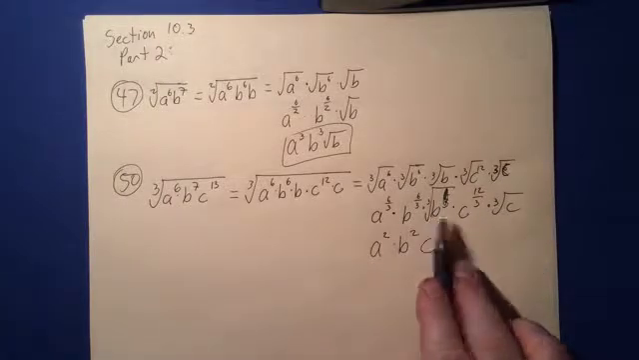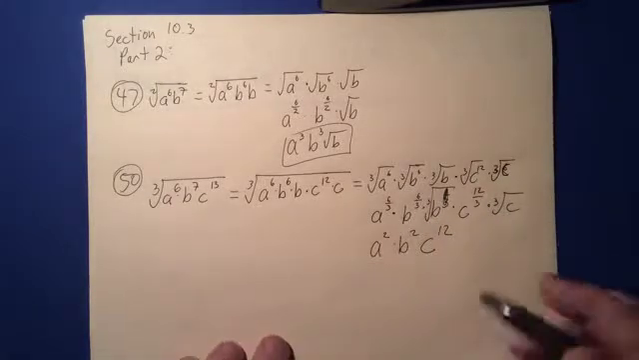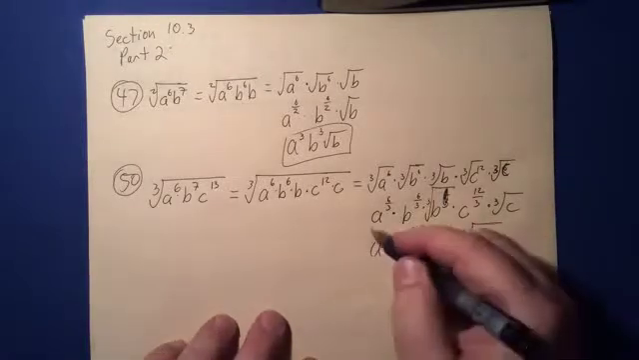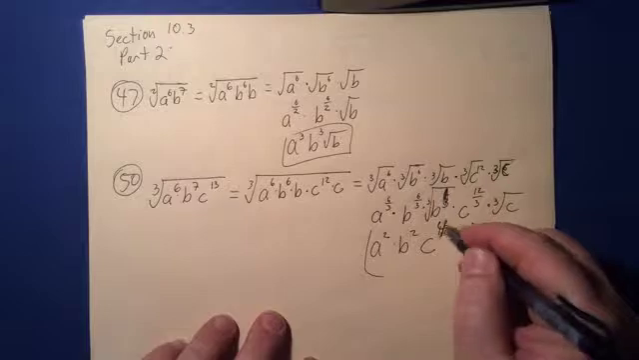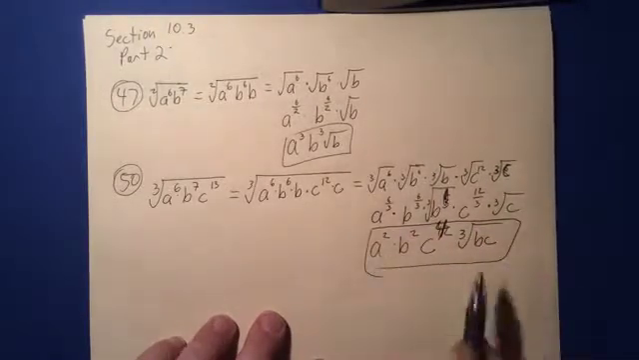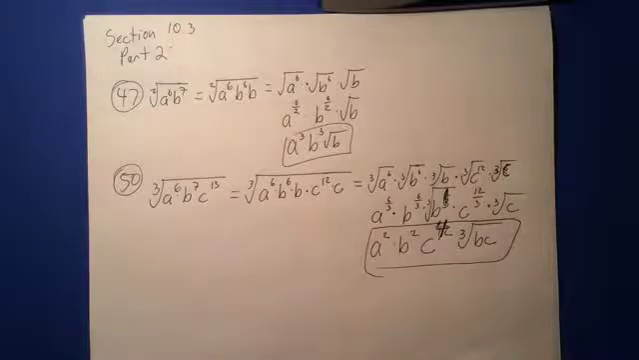And here I have the third root of b times the third root of c. So I can just combine these now to the third root of b, c. Not 12. This is going to be 4 here. So a to the 2nd, b to the 2nd, c to the 4th times the cube root of bc is as simple as I can get that problem.